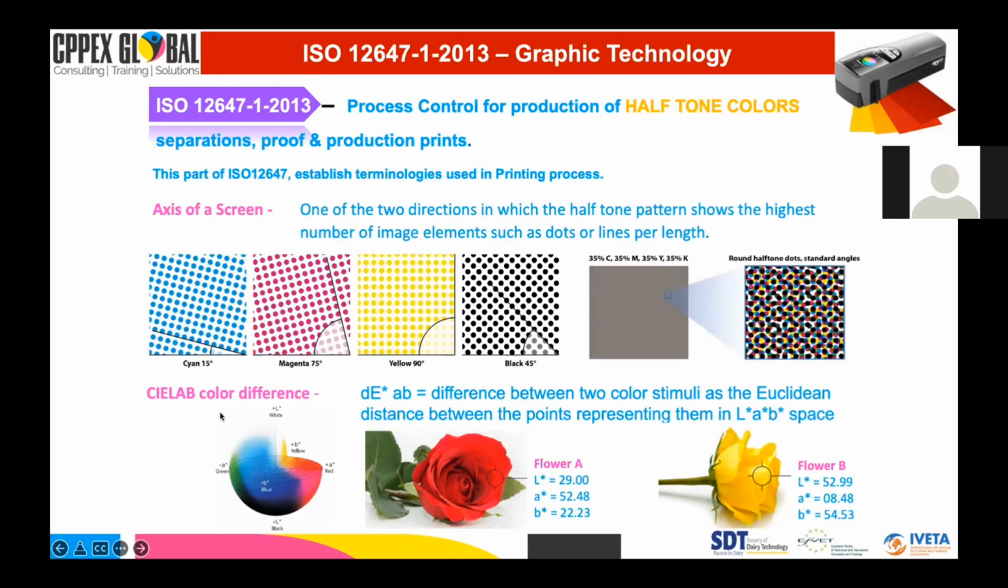We also talk about measuring color difference in terms of delta E, and that is really a large part of most of the standards that we're going to look at. We know these screen angles, that yellow, which is not very visible to the eye, we put at 90 degrees because that's where we would see the effect, and we try to minimize it. And yellow is a very light color.